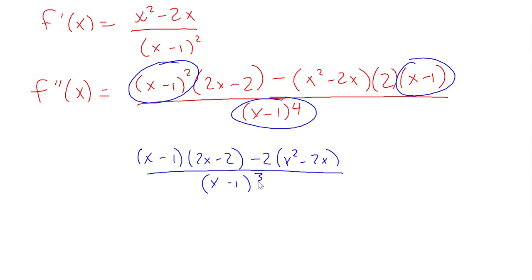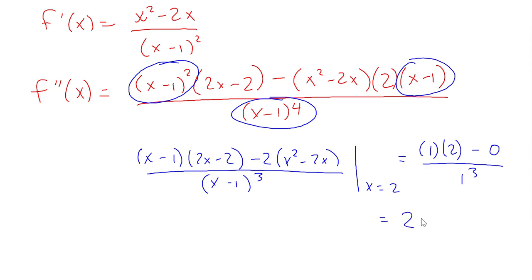Now, we can simplify this further if we want, but really what we mostly care about here is just how the function's behaving when x is 2. So I'm just going to evaluate this at x equals 2, which is going to give me 1 for x minus 1. And for 2x minus 2, it's going to give me 2. And then it's going to give me a 0 on the back half of this, right? It's going to be 2 times 4 minus 4, which is just 0. And so then on the denominator, we just have 1 to the 3rd power. So it looks like we end up getting 2 here.